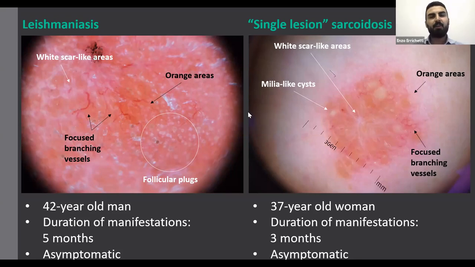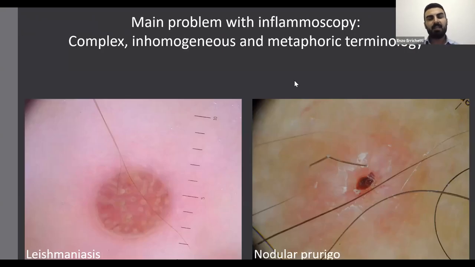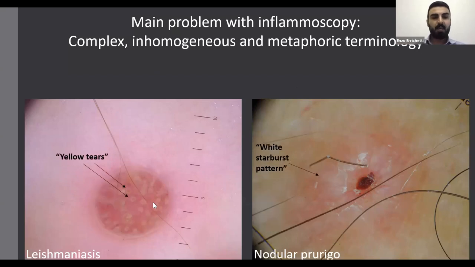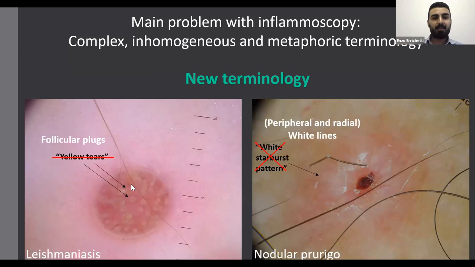The main problem with inflammoscopy is that we use a more complex, inhomogeneous and metaphoric terminology. So in our mind, we associate a specific condition with a specific term described in the literature, and that often does not correspond to real life. For example, in leishmaniasis, we have the yellow tears described in the literature, but in real life these yellow tears are just follicular plugs. They are often white, not yellow, and often round, not tear-shaped. The same is valid for nodular prurigo, for example. We describe the white serous pattern, but basically we just have peripheral and radial white lines. So we do need new terminology.